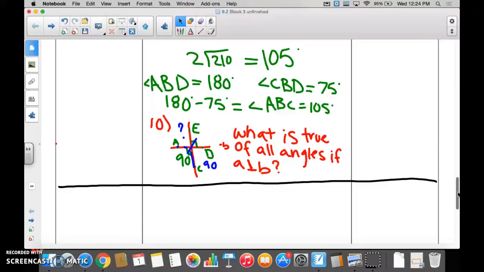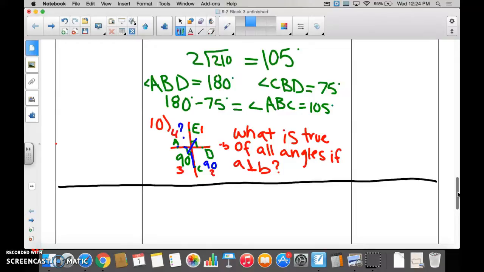So what is true? All angles are going to be 90 degrees. Why could they be 90 degrees? Well, one, it's given that they're perpendicular. In the statement, it's given that they're perpendicular. You could say they are vertical angles. We'll label them like Mr. Ponder did. We have 1, 2, 3, and 4.